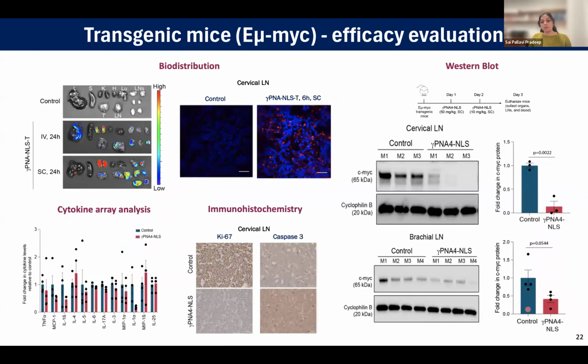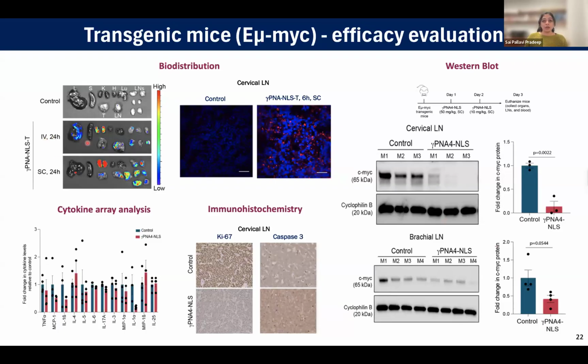And finally, we looked at the efficacy of this in Eμ-Myc mice. So Eμ-Myc mice are transgenic mice that mimic the translocation of c-Myc that happens in Burkitt lymphoma. So basically, the c-Myc gene is under the control of the IgH regulatory element. And this results in an overexpression of c-Myc, which can lead to spontaneous lymphomagenesis. So these mice just produce tumors spontaneously.